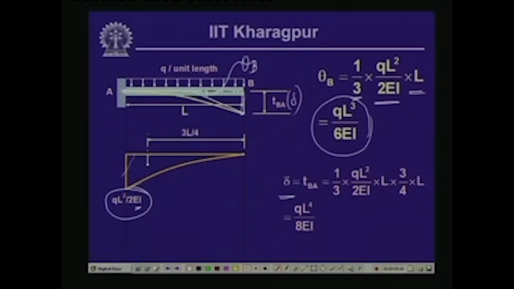So, this is the M by EI diagram, and if we take the moment of this diagram with reference to point B, then we get the value of the delta, which is area is 1/3 into QL square by 2 EI times L is the area, and moment the CG distance from here is 3L by 4. So, if we multiply that, we get QL 4 by 8 EI, which we have seen earlier as well. So, by employing moment area method to this, we can compute the value of the slope and the deflection of this particular beam.